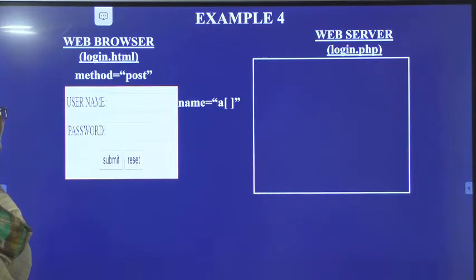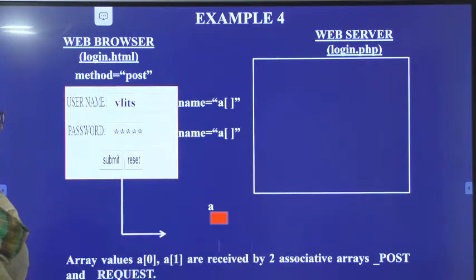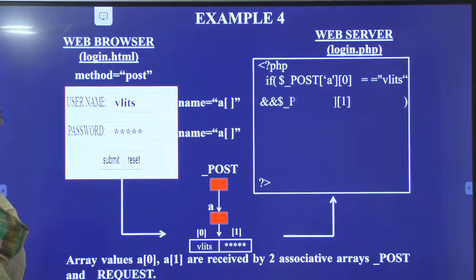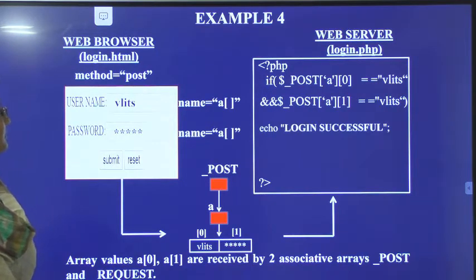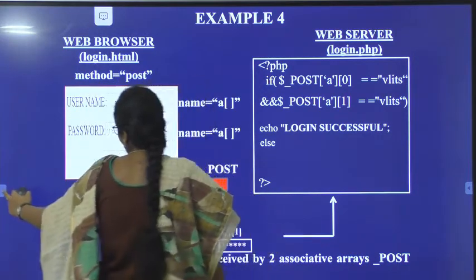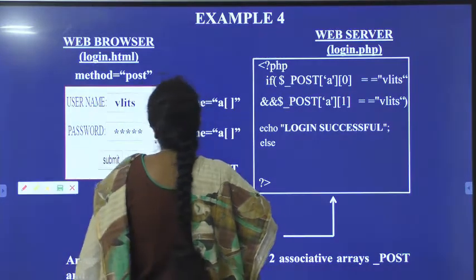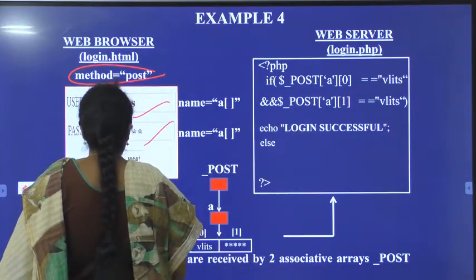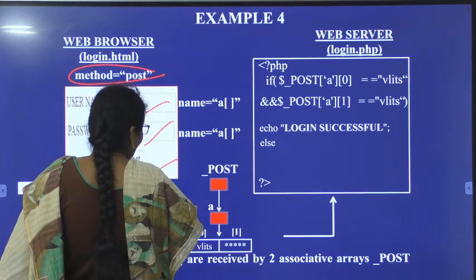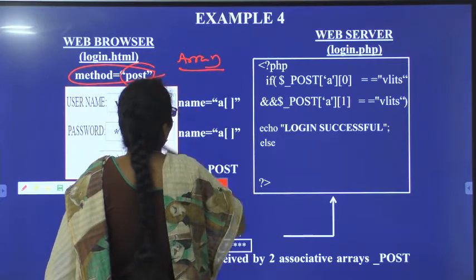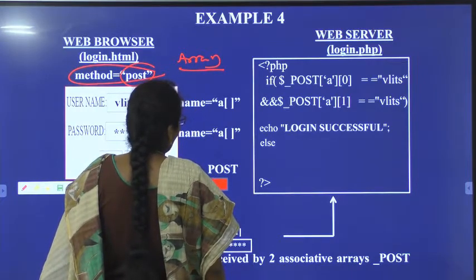So let us see one more example where the username and password are created using the post method, and array is created. In array the first element is username and second element is password. If you see here, we are using the method post. We created username and password and buttons. But using the post method also we are creating array here. We are not adding the parameters to HTTP header.